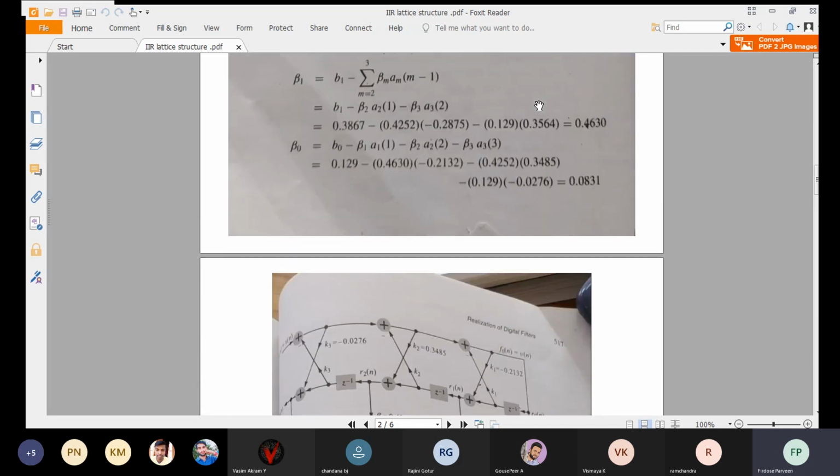So now put the lattice structure. Since there are 3 delays, we will be taking 3 Z inverse. Here Z inverse, Z inverse, Z inverse. And put the summation block like this. This one will be your K1, this one will be your K2 and this one will be your K3. This one will be your beta naught, this one will be your beta 1, this one will be your beta 2 and this one will be your beta 3. Summation blocks here also. And this one will be your y of n and here it will be your x of n.